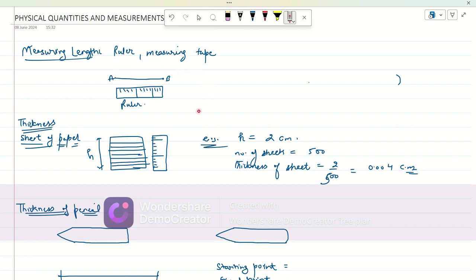Now, if I ask you how you can measure the thickness of a sheet of paper, what technique can you use? First of all you will take a ream of sheets. Let's say we have 500 sheets. We can make a stack of these sheets, then measure the height of this stack. Let's say it is 2 centimeter and the number of sheets is 500. Then to find the thickness of a sheet, we divide this height by the number of sheets. So we get 0.04 centimeter. This will be the thickness of one sheet.